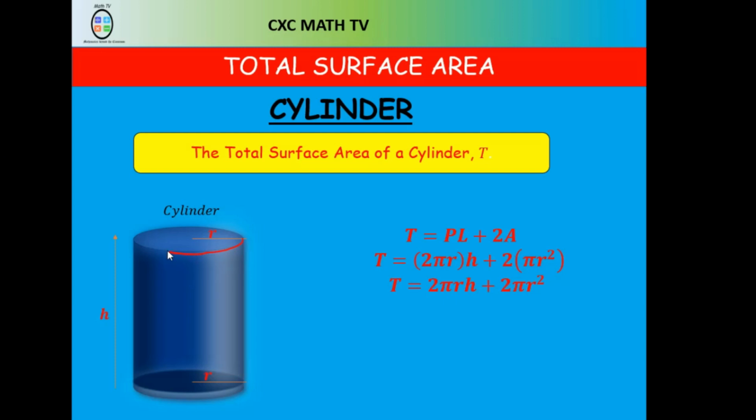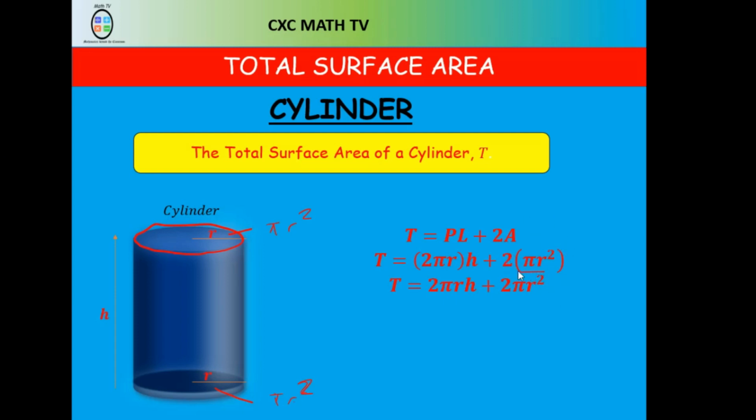So how do you find the perimeter of a circle? To find the perimeter of a circle, this right here, it is going to be 2 pi r. Then you multiply it by the height of the cylinder H, plus 2 times the area of the cross section. And the cross section has an area of what? Area of a circle is pi r squared. Remember, the area down here is also pi r squared. But because we have to add these two circles' areas, it just becomes 2 times pi r squared.